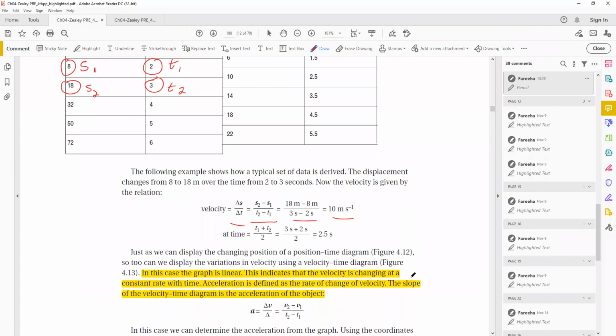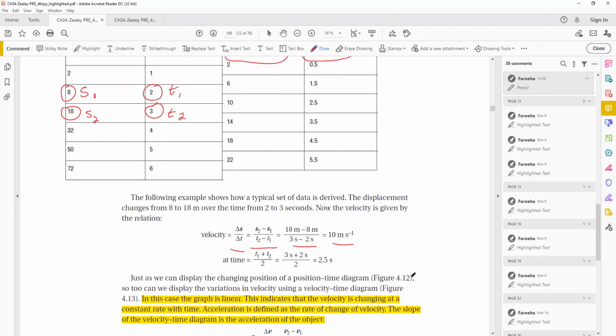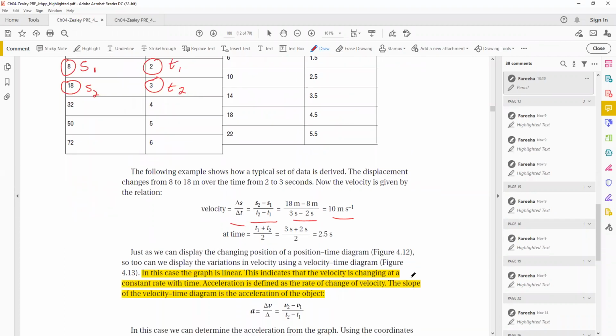In this case, you can also see that the graph is linear. Linear means it's a straight line, like this. Otherwise, it is not a straight line if it goes something like this. And if it's flat like this on a position time graph, it means the body is not moving, the position is not changing. We've discussed these things before as well. So a linear graph represents that the velocity is changing at a constant rate with time.